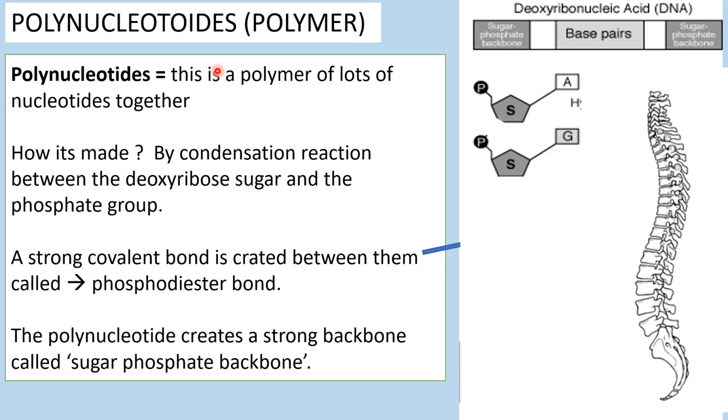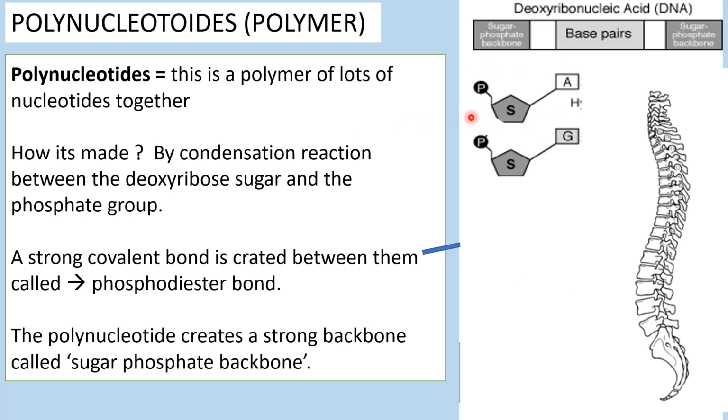Let's go into the polymer. So we said the monomers are called nucleotides, but when lots of nucleotides join together, we call it a polynucleotide. So this is our DNA, but we call it a polynucleotide to emphasize that this is a polymer of lots of nucleotides. So how is it made? Now, with all things that we've seen in this module, the condensation reaction is involved in making things. So this is a condensation reaction.